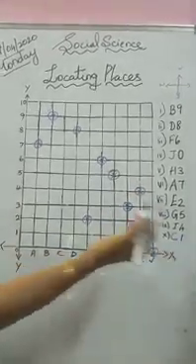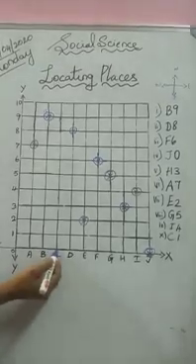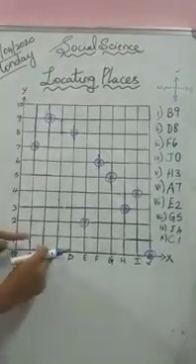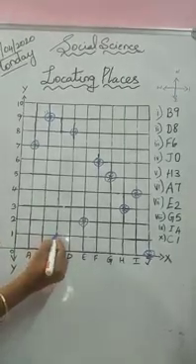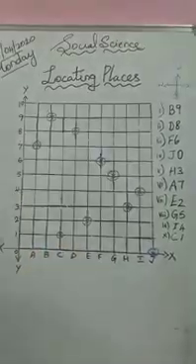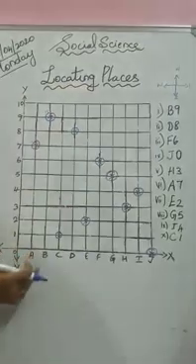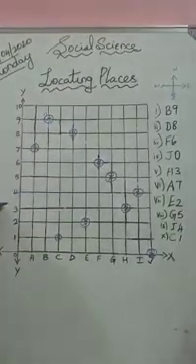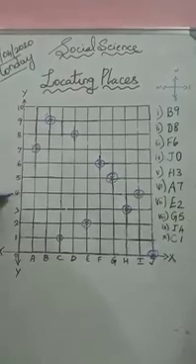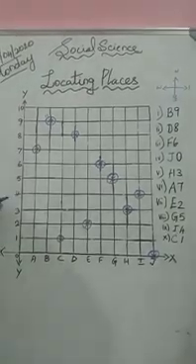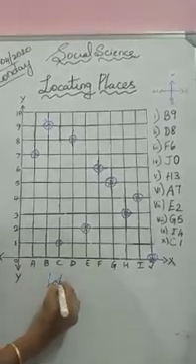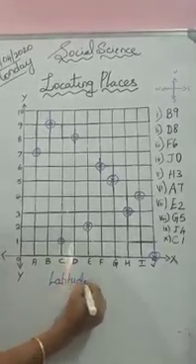Same way C1. The x-axis is this C, and the y-axis 1. The meeting place of C and 1 is this. Like this, you need to locate places on the map also. So, as such, I have sent you a worksheet today. Practice in that. Then based on this, on the map, we will be locating using latitudes and longitudes.